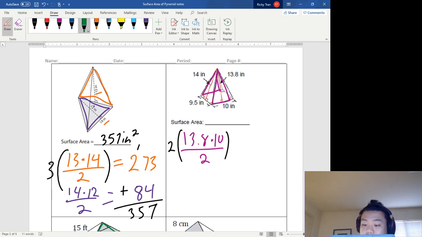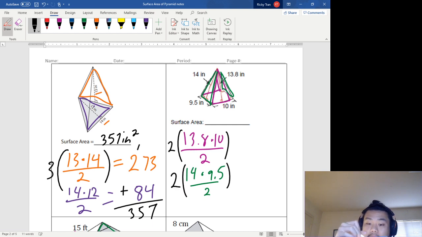Then we have the other 2 triangles, which is 14 times 9.5 divided by 2. And again, there are 2 of those triangles. And then we have our bottom rectangle, which is just going to be 9.5 times 10.